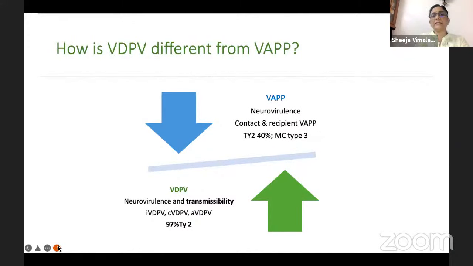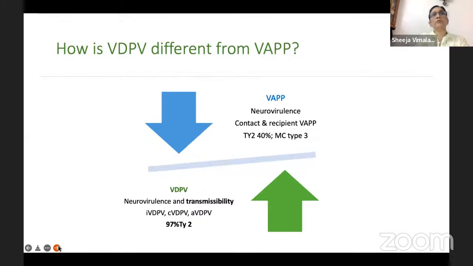VDPV is a vaccine virus which has circulated in the community for long enough to regain its neurovirulence as well as transmissibility. So you need to understand VDPV will emerge only if the vaccine virus is able to circulate in the community for a long time. Remember about COVID. Initially, COVID, you didn't have any mutations. And once it started mutating after, say, 6 months, 1 year, you then started having alpha, beta, theta, every type. So the same thing happens with polio vaccine virus also. The longer it circulates, the more chance of developing a VDPV. And 97% of VDPVs are type 2.